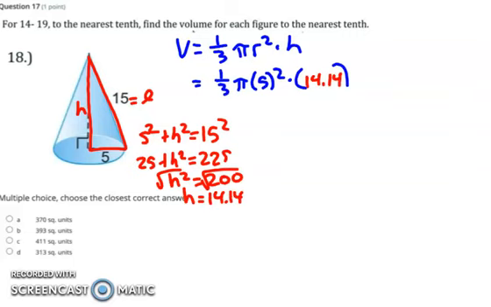Okay, this one's nearest tenth. It's multiple choice, so we're just going to plug in and get the closest answer. So when you plug this in, okay, your volume, so times 25 pi, and then times a third. Okay, I got 370.24. Okay, so the closest answer would be here, 307.